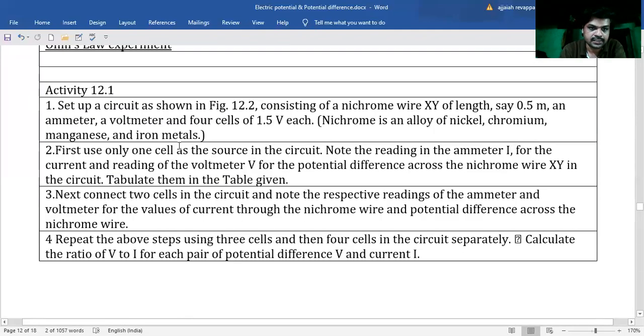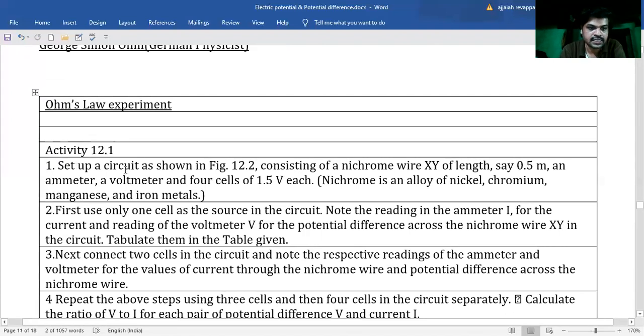Fine, we'll come back to the first step. Set up a circuit as shown in the figure. I hope all of you have understood how to build the circuit, consisting of a nichrome wire XY of length 0.5 meter, an ammeter, a voltmeter, and 4 cells of 1.5 volt each. Nichrome is an alloy, I've already explained, made out of nickel, chromium, manganese, and iron metals.